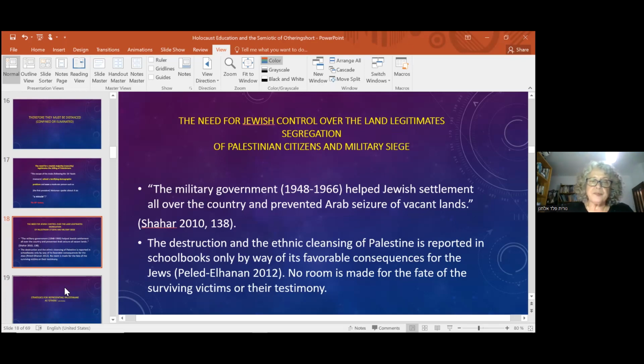So the destruction and the ethnic cleansing of Palestine is reported in school books always only from its favorable consequences for the Jews. This is my previous book. No room is made for the fate of the survivors or for their testimony.